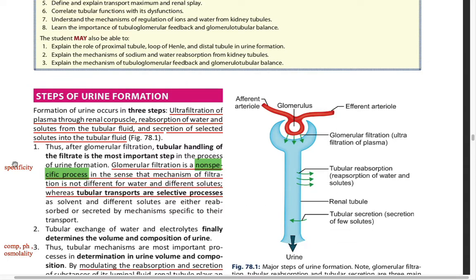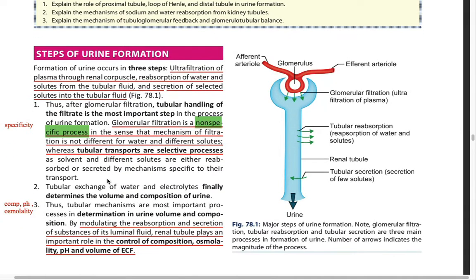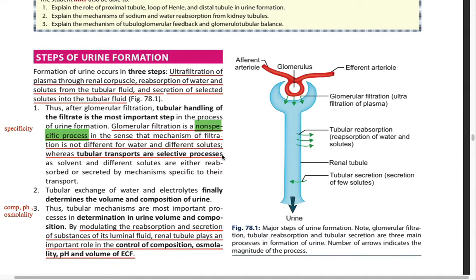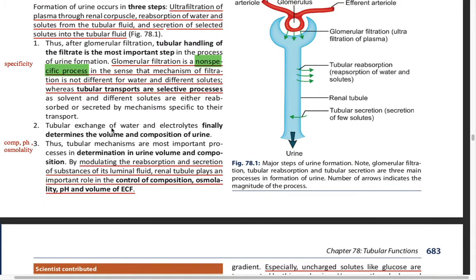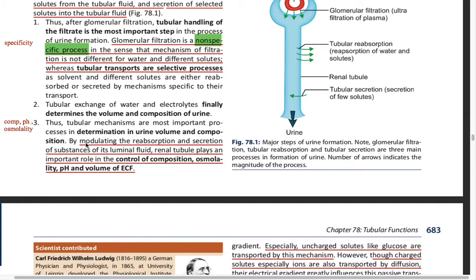The tubular handling of the filtrate is the most important step in the process of urine formation. Glomerular filtration is a non-specific process in the sense that the mechanism of the filtration is not different for the water and the different solutes, whereas the tubular transports are selective processes. Second, tubular exchange of the water and the electrolytes finally determines the volume and the composition of the urine. By modulating the reabsorption and the secretion of the substances of its luminal fluid, the renal tubule plays an important role in the control of the composition, osmolality, pH, and the volume of the ECF.